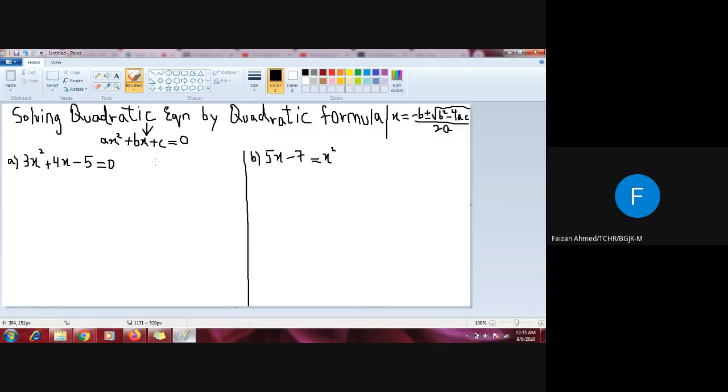A, b, c are basically numbers, and a cannot be zero, because if a becomes zero, then the whole quadratic equation becomes zero. So a cannot be zero, while b and c can be zero. This is the standard form of the quadratic equation, ax square plus bx plus c equals 0. The coefficient of x square is always called a. So if I ask you what the value of a is in this equation, you can say that the value of a is 3.